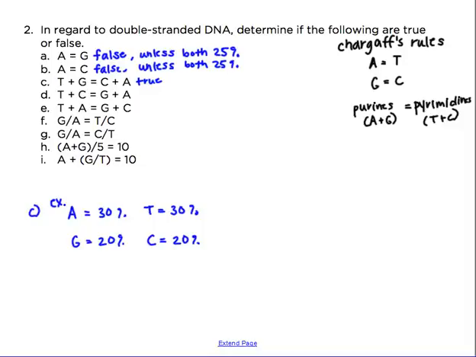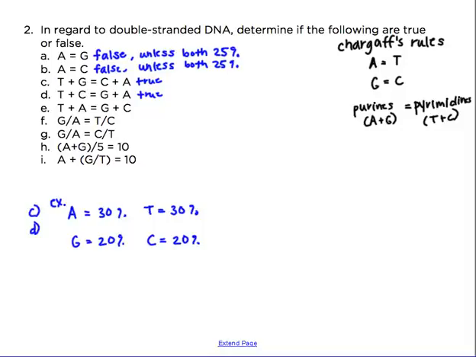So it's saying T plus G, which would be 50%, equals C plus A, which would be 50%. So C is true. Now let's look at D, and we can use this same example for D as well. T plus C here would be 50% equals G plus A, another 50%. So this is true, and this is the normal purines equals pyrimidines, because T and C are pyrimidines and G and A are purines.